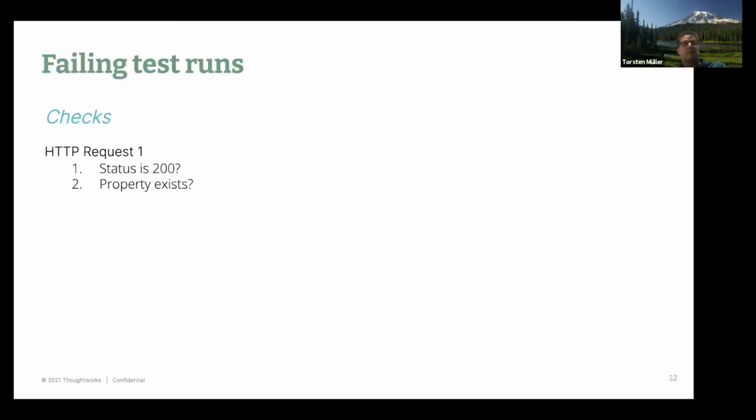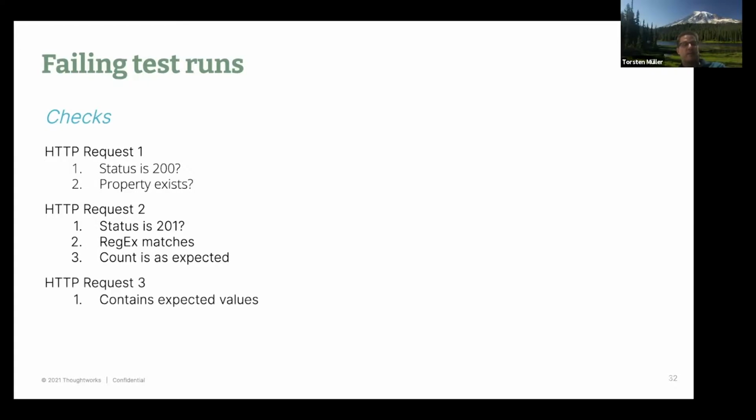So let's look at what the difference is. A failing test run. So we have our checks. We say the first request should come back as a 200, and a certain property should exist, maybe have a certain number. For the second request, it's a creation, so that should come back as a 201, created. The count in the response should be as requested or as expected. And also here for the third request, all the expected values should be there. So what is common among all of these is that the criteria are on a per call basis, and they mark a call as failed, but not the entire test run.